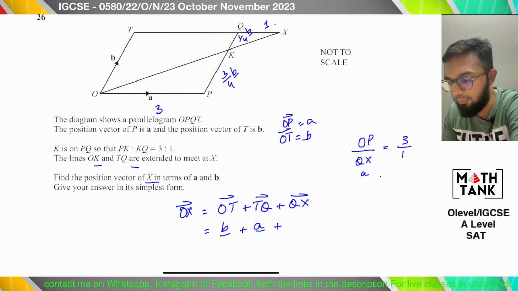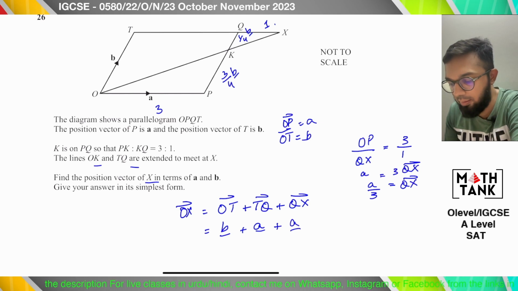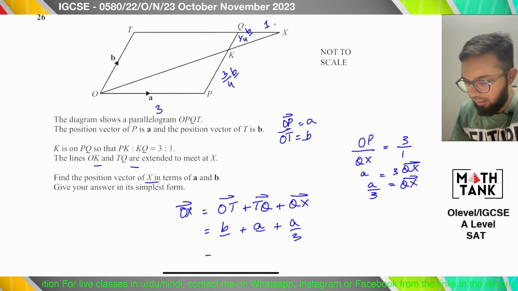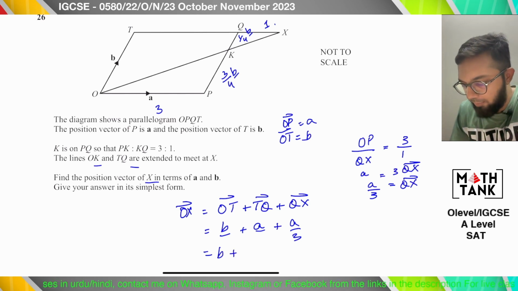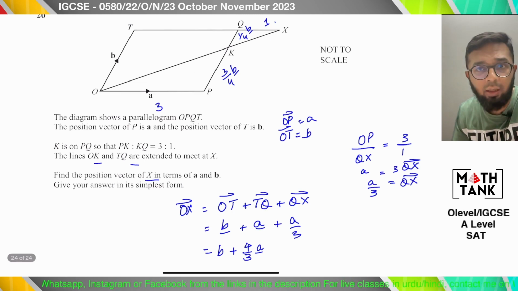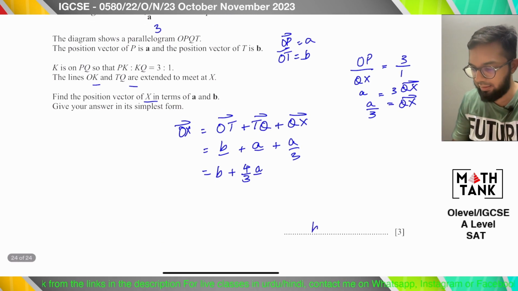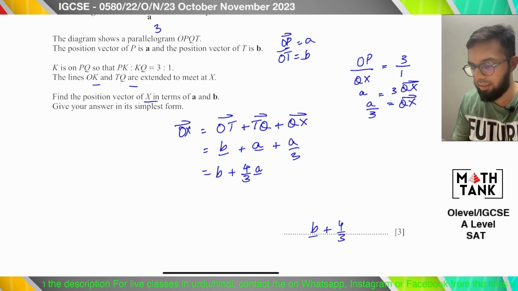then QX should be A over 3. Okay, then B, 1 plus 1 over 3 gives me 4 over 3 A. I've taken a common denominator and added them together. So I get that. I think that should be the correct answer.